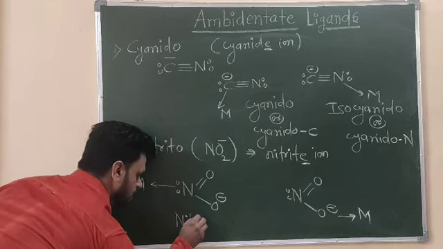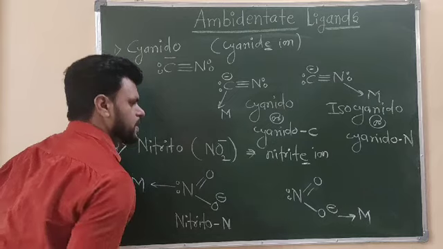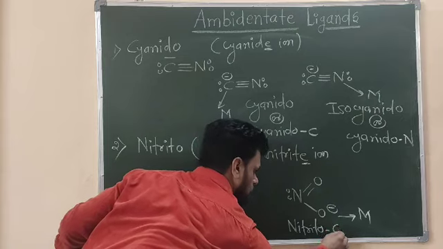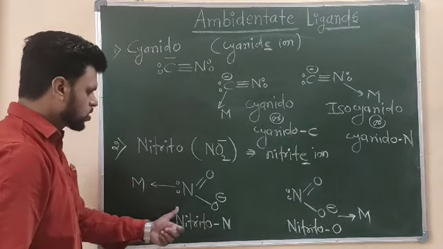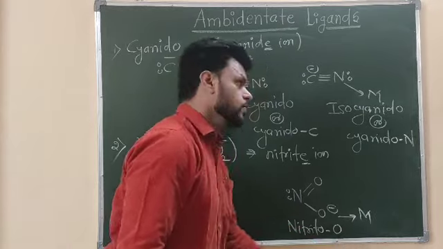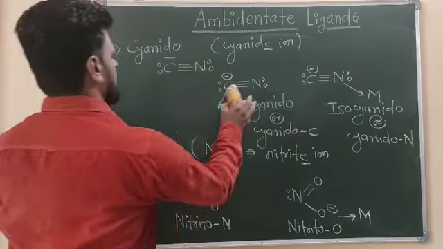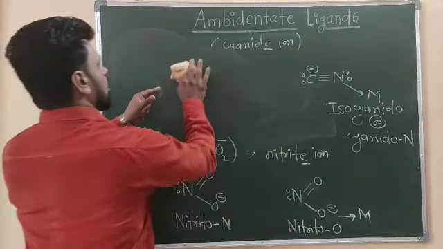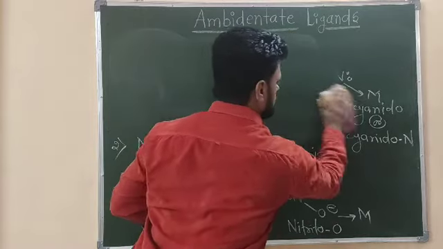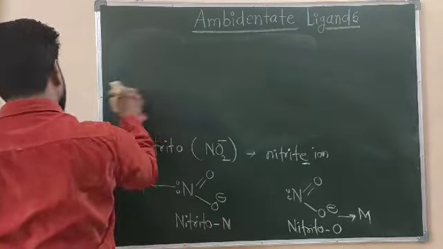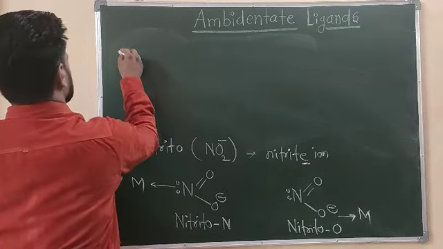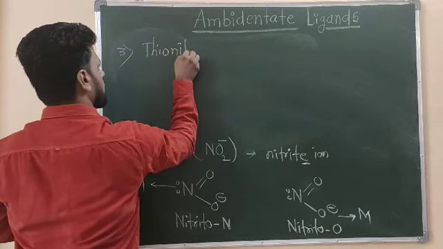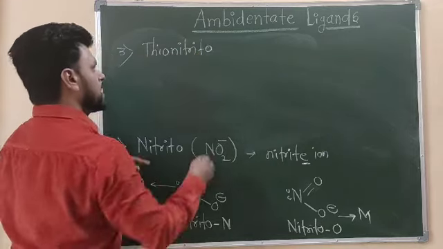We can name it as nitrito-N, or if it's forming via O, it's called nitrito-O, or else nitro-N or nitro-O. Let's move towards a third example. In the third example, I am just replacing one of the oxygens of the nitrito ligand by sulfur, and that becomes a thionitrito. So in the third example we have thio, meaning sulfur, thionitrito, right?